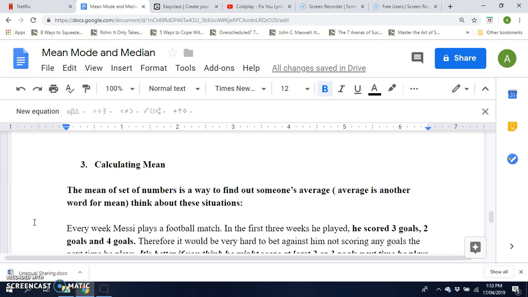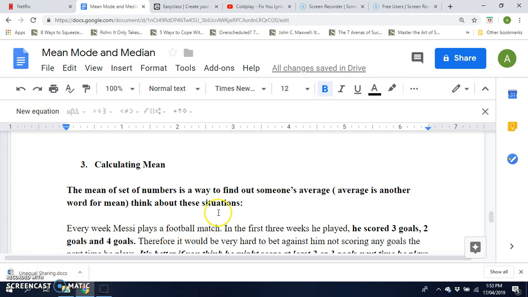Before we dive right into the mean, I want you to think about what mean is. A lot of teachers are just going to tell you, here's what to do: add up the numbers and divide. I don't want to teach you like that. I want you to understand what it means to find the average. How do we find the average? Why do we find the average?